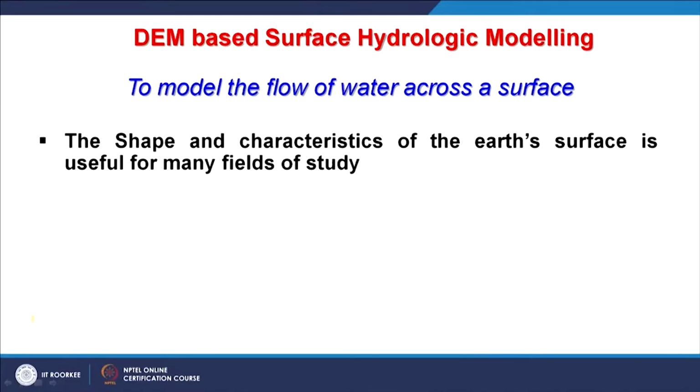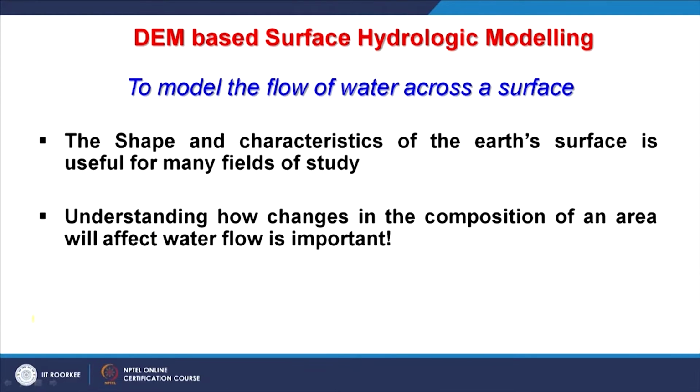Now, as we know, the shape and characteristics of the earth surface is useful in many fields of study, especially in civil engineering, in earth sciences, in hydrology, in geography also, and nowadays in environmental studies also. So, this shape and characteristics of the surface, and the data which can represent these characteristics, is the digital elevation model.